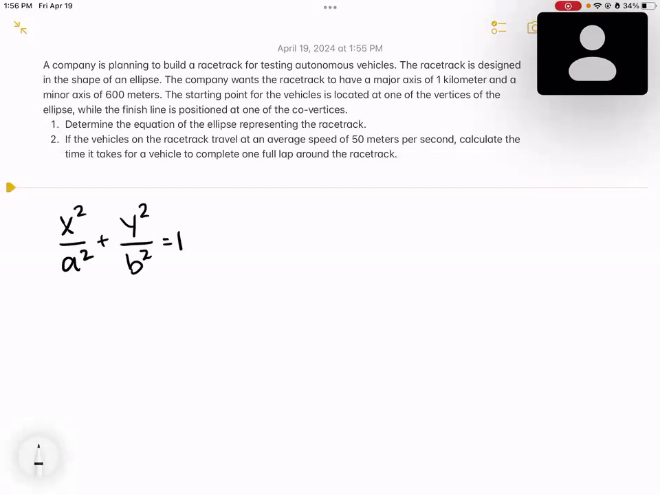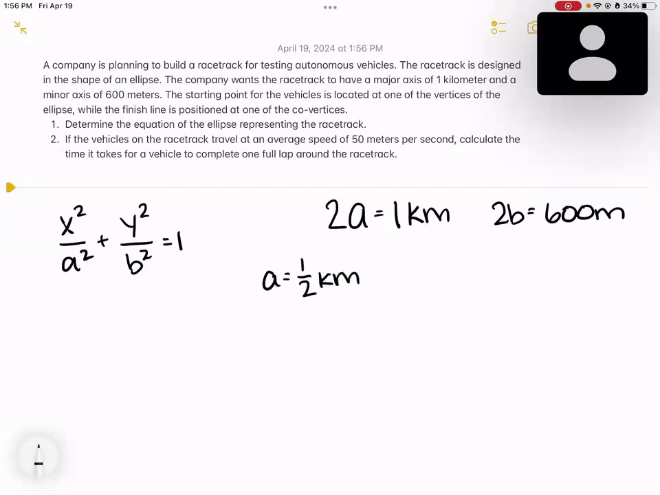So given that the major axis 2a equals 1 kilometer, and the minor axis 2b is equal to 600 meters, we have a equals 1/2 km, which is 500 meters. And we know that b is equal to 600 over 2 meters, which is 300 meters.